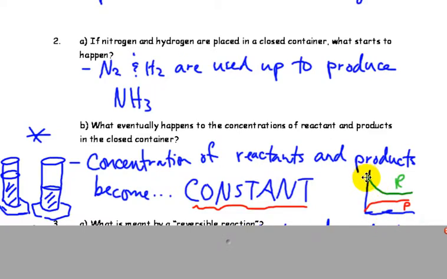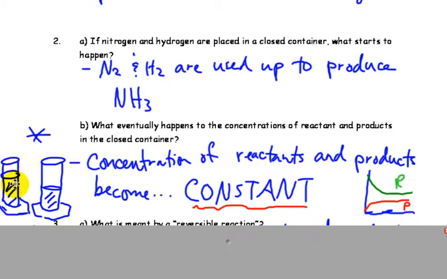So we have our reactants, which are nitrogen and hydrogen. Initially no products, but as reactants are used up, products are formed, and eventually they level out to a flat line. And that means that the concentrations are constant. Very similar to the little experiment or simulation that we did with the water and the grad cylinders.